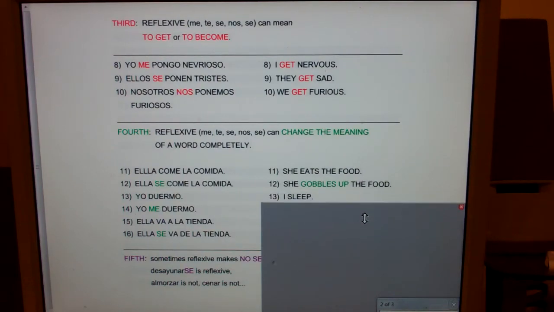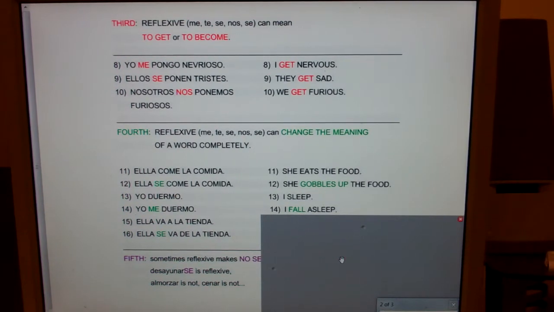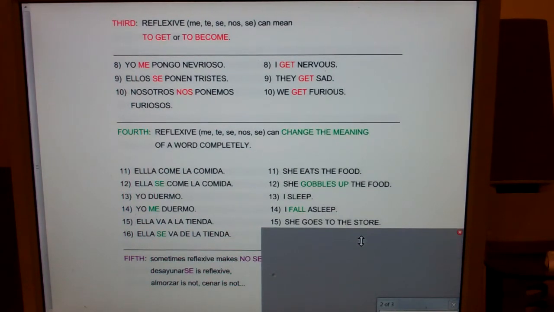Yo duermo. I sleep. Yo me duermo looks like I sleep myself, but it actually means I fall asleep. Ella va a la tienda means she goes to the store. Ir means to go, so voy, vas, va, vamos, van means I go, you go, he goes, we go, they go. But if you make it reflexive, ella se va de la tienda, it means she leaves the store. So yo voy means I go. Yo me voy means I leave. So making it reflexive changes the meaning. So we've got oneself, each other, to get, to become, or change the meaning of the word.